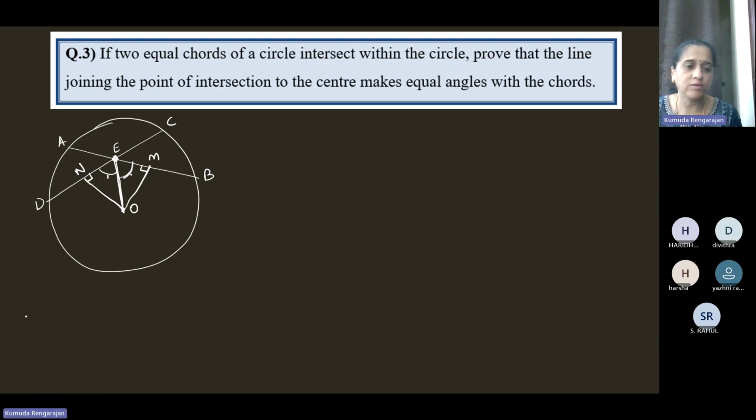Angle 1 equal to angle 2 is what we have to prove. Let's mark it 3 and 4. Angle 3 is equal to angle 4, 90 degrees by construction. R: OE is equal to OE, common side. H: hypotenuse. S: OM equals ON, because equal chords are equidistant from the center. So by RHS rule the two triangles are congruent. By CPCT, angle 1 is equal to angle 2. Right?